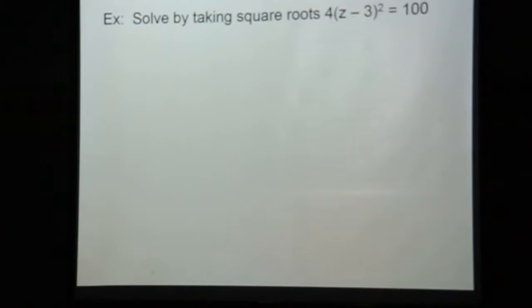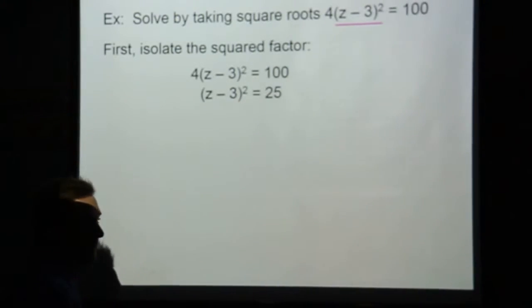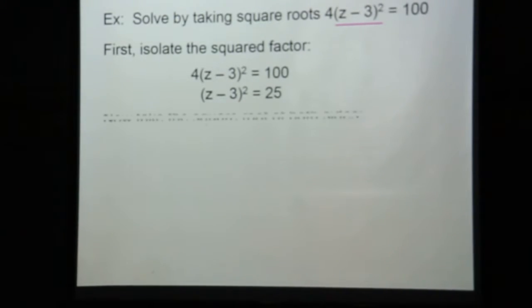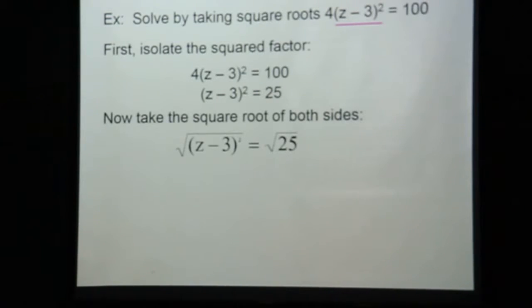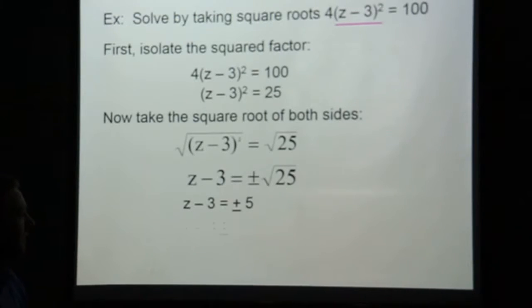The first thing you're going to do is divide by 4. And when you do, you get z minus 3 squared equals 25. Okay? Well, I got to get rid of this squared. So what's the opposite of taking the square? Taking the square root. So what if I take the square root of both sides? It's z minus 3 equals plus or minus rad 25. Well, we know what the square root of 25 is. It's 5. So now I've still got to solve for z, so I want to move this 3 over. So I get 3 plus or minus 5.